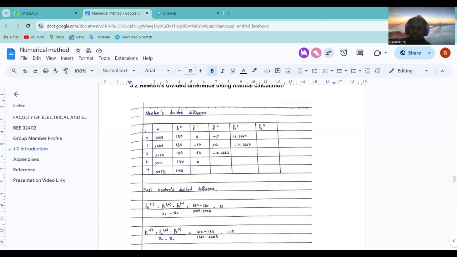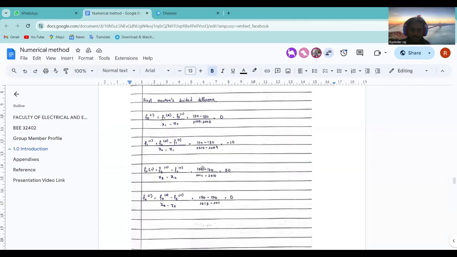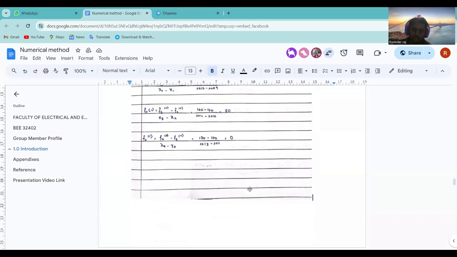And for Newton's divided difference method, this method is used to construct the interpolation polynomial. By using the formula from this table for the first divided difference, the values are f0 equals 0, f1 equals -10, f2 equals 50, f3 equals 0.